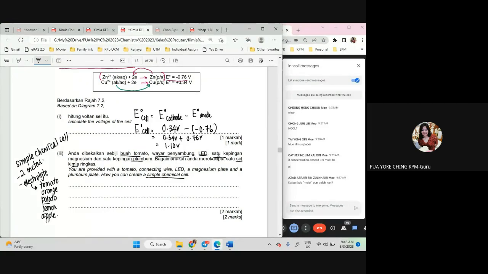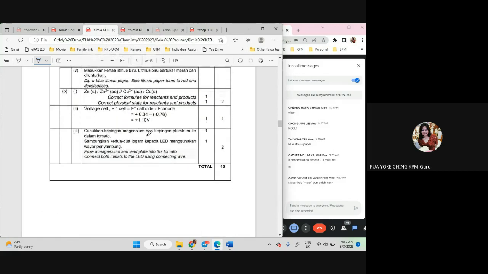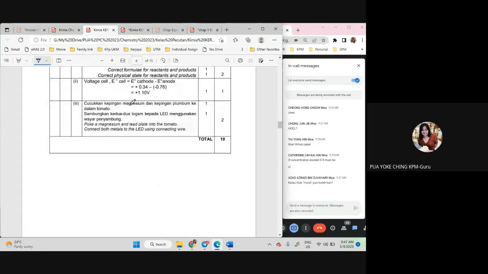Cuma dia kata how you can create. So, kita kena buat step lah. Yang pertama, ambilkan kepingan plumbum dengan kepingan magnesium, cucuk dalam tomato dan sambung dengan wayar dan sambung dengan LED. Itu ialah secara word. So, kita tengok. Cucuk magnesium dan plumbum ke dalam tomato, tak ada masalah. Okay. Sambung kedua-dua logam ke LED menggunakan wayar penyambung.